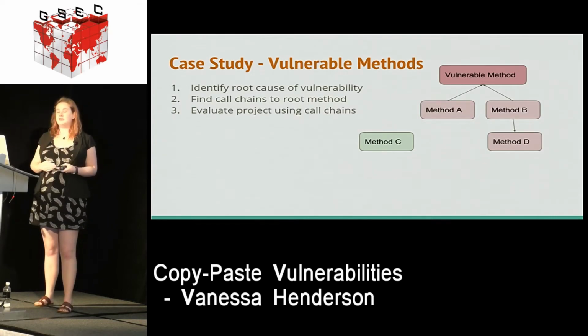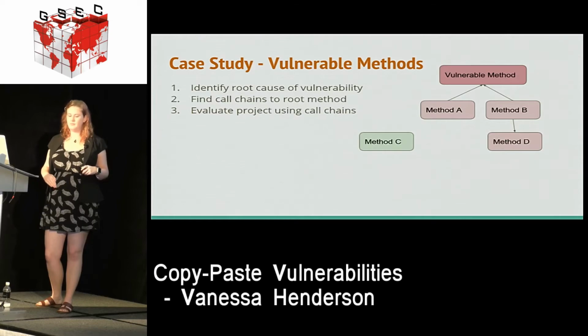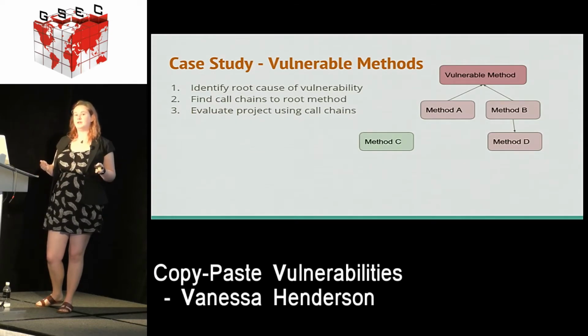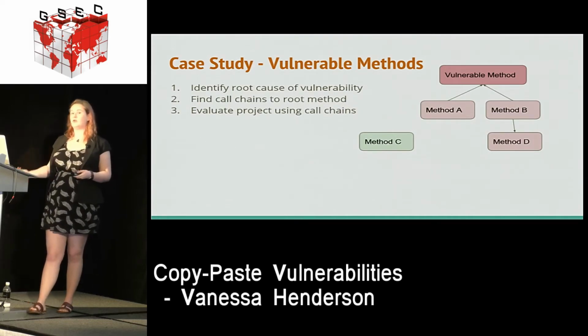I mean, it doesn't mean that you can't be vulnerable in the future because you still have the vulnerable file, but it's not as critical because you might not be able to be exploited right at this moment. And then once you've identified the different call chains that might come back to the vulnerable method, then you can look at your project and see whether they're calling those methods.